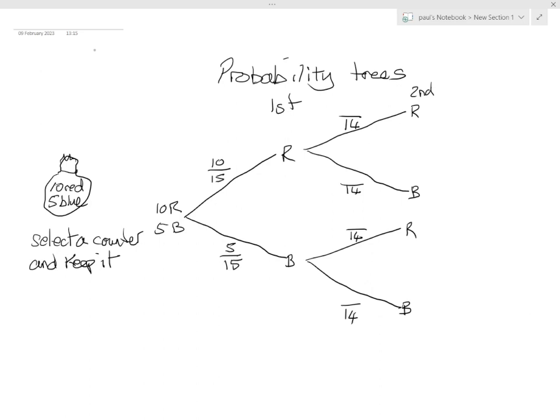The probability of another red counter after one has gone: there will only be 9 red left in the bag, so it's 9 out of 14. If we pick a blue counter out of the 14 that remain, there are 5 blue ones left, so it's 5 out of 14. If we pick a blue first, it's 5 out of 15, and then 4 out of 14. If we pick the blue first, there'll still be 10 red ones in there. So we've got all these.